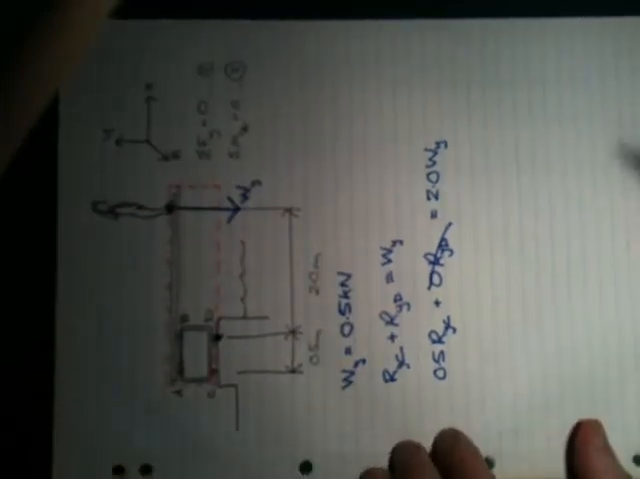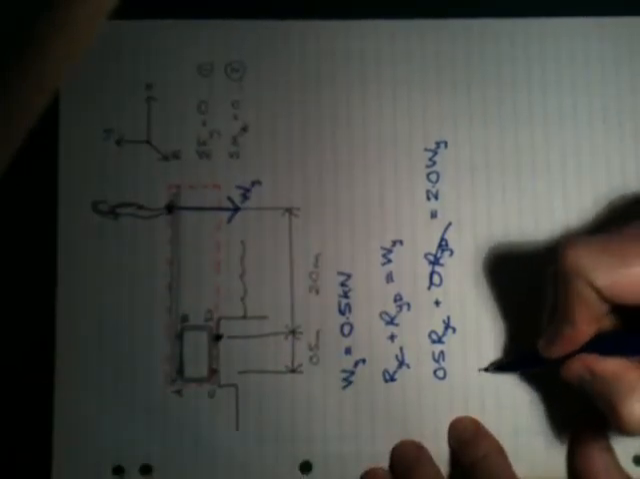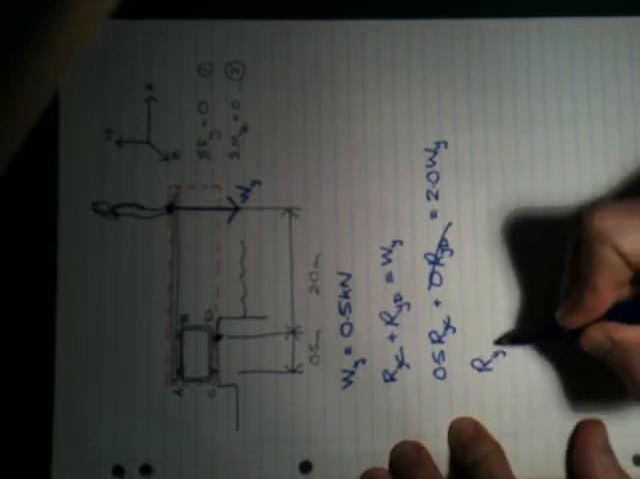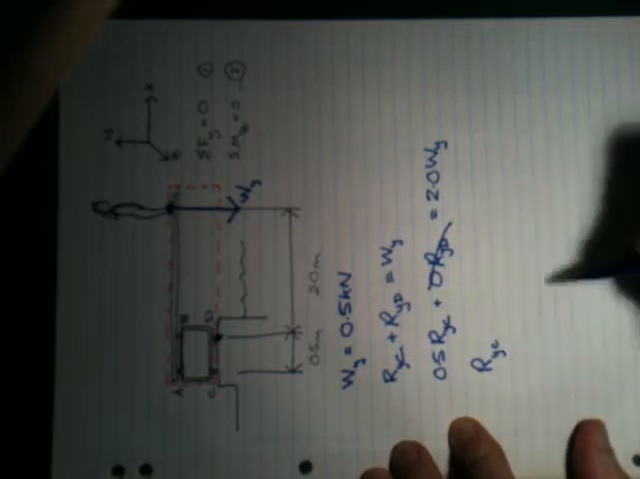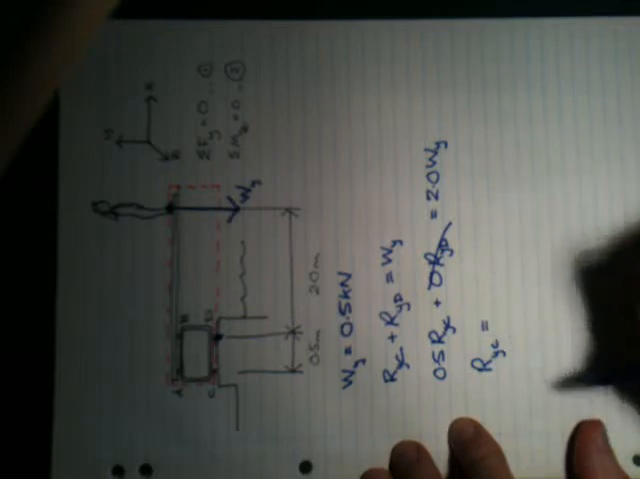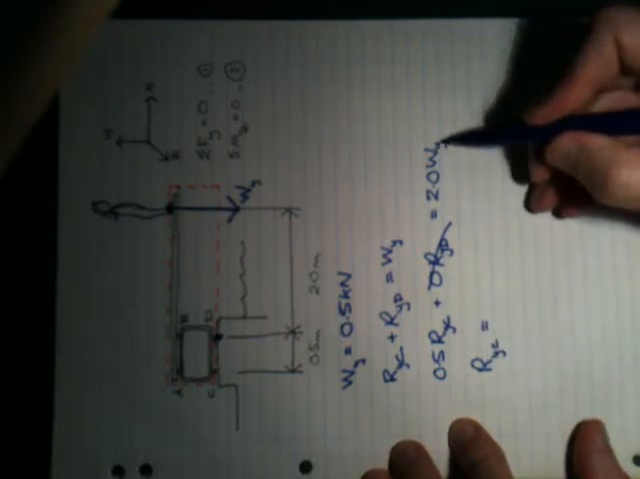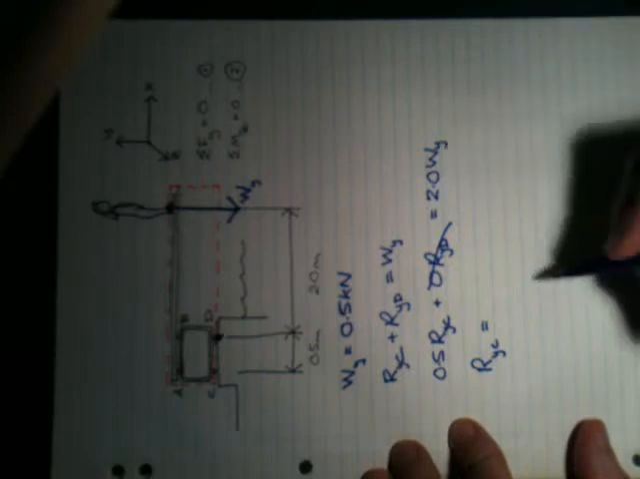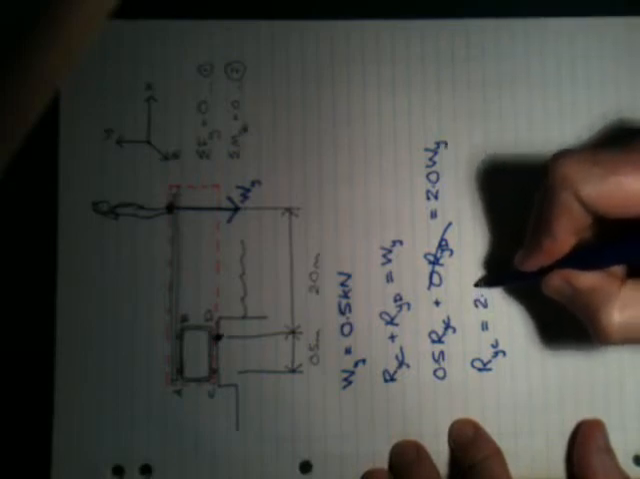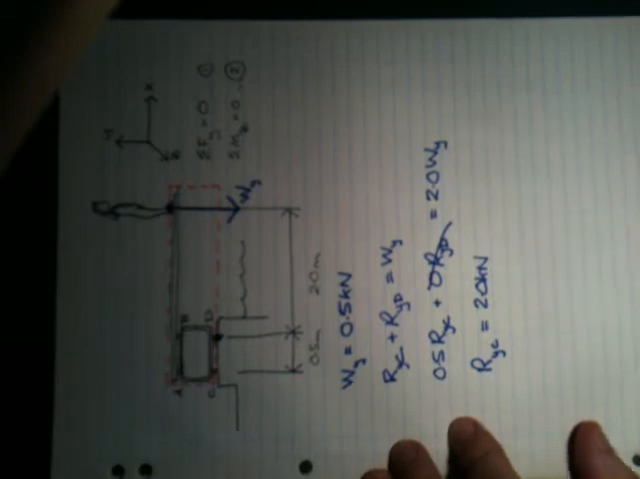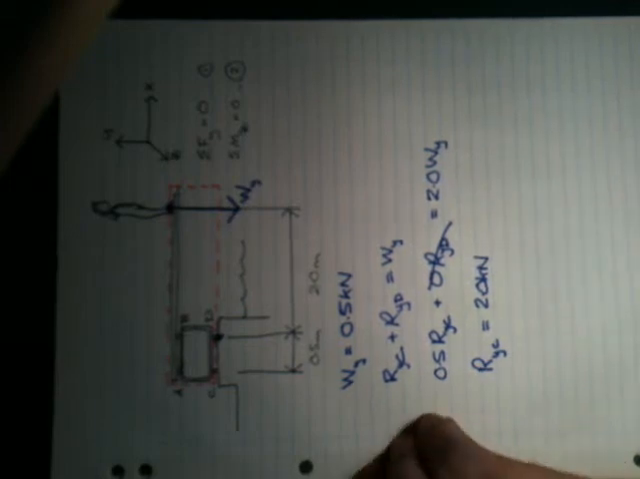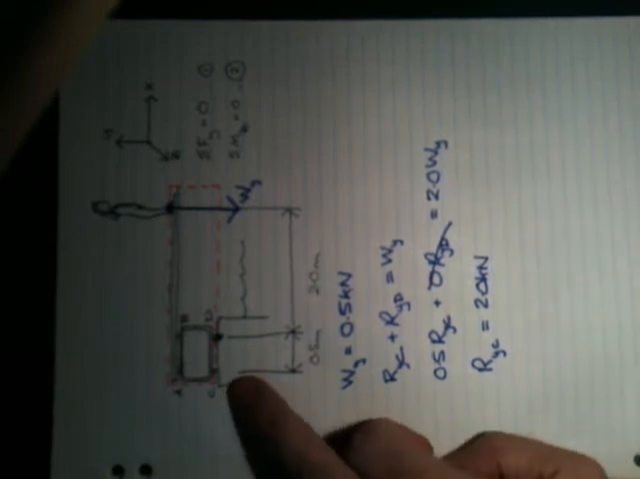And that equation simply tells me that the reaction in Y at C is equal to 4 times the weight Y, which is 2 kilonewtons. So if the question asks for the force in the bolts at C, for example, the answer is 2 kilonewtons. Okay, and it's in tension.